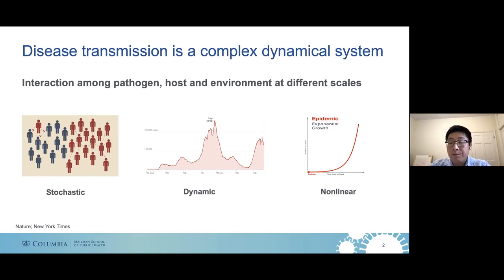And lastly, disease transmission is very nonlinear. So we know the initial growth of an epidemic is exponential, and the interventions on disease transmission usually have a nonlinear effect. And the long-term dynamics of some childhood diseases like measles is even chaotic.